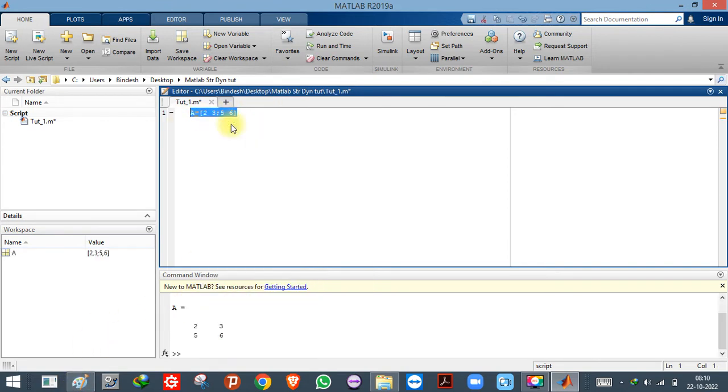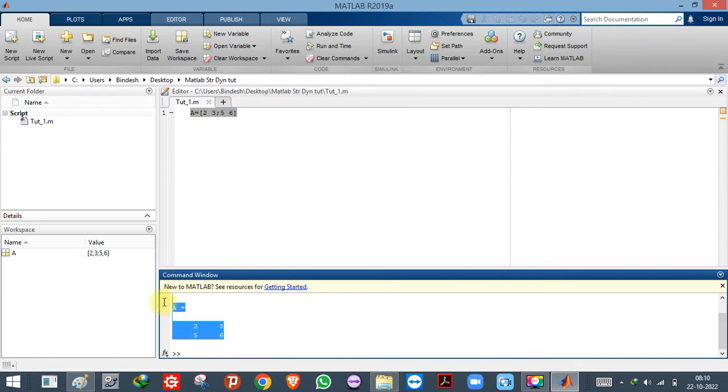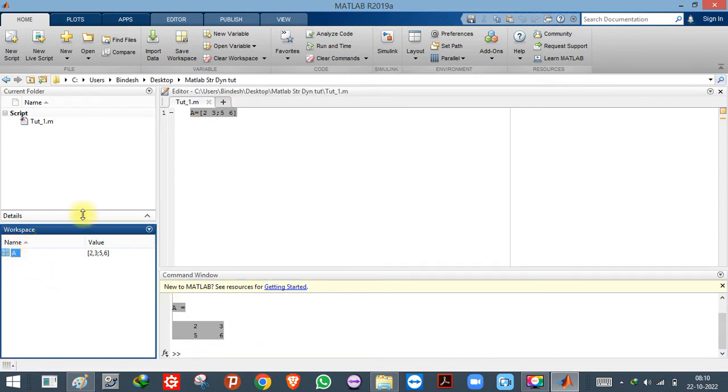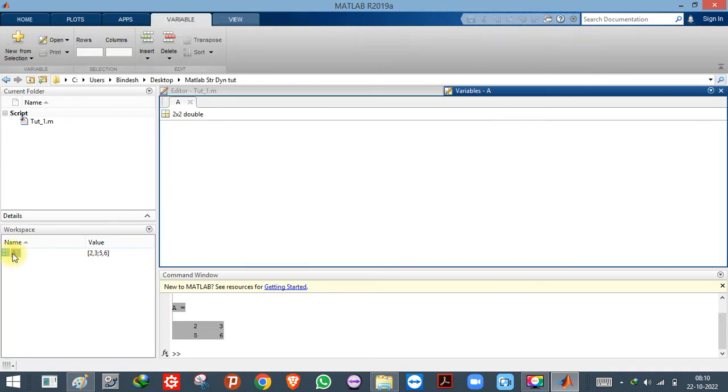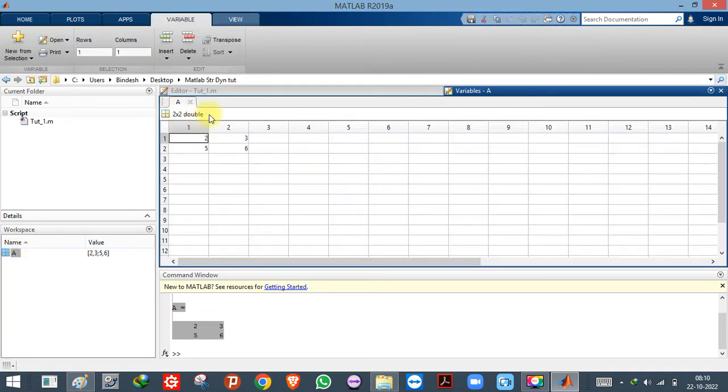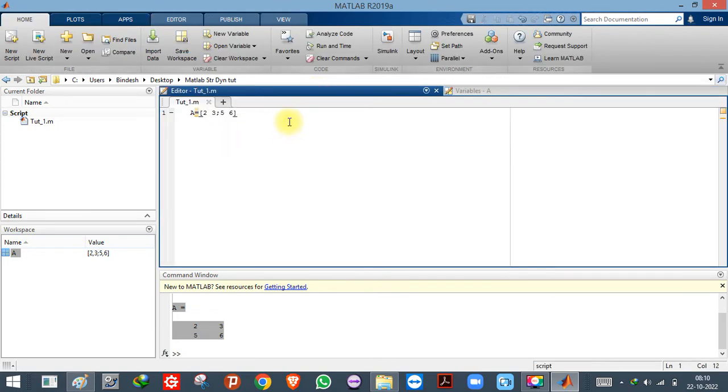If I execute it, see, it is visible over here. And as I have said, I have assigned this variable A, and it is visible over here. Now if you double click this, it will be visible in terms of a matrix over here. Okay, now see, I have executed it and it is visible over here.